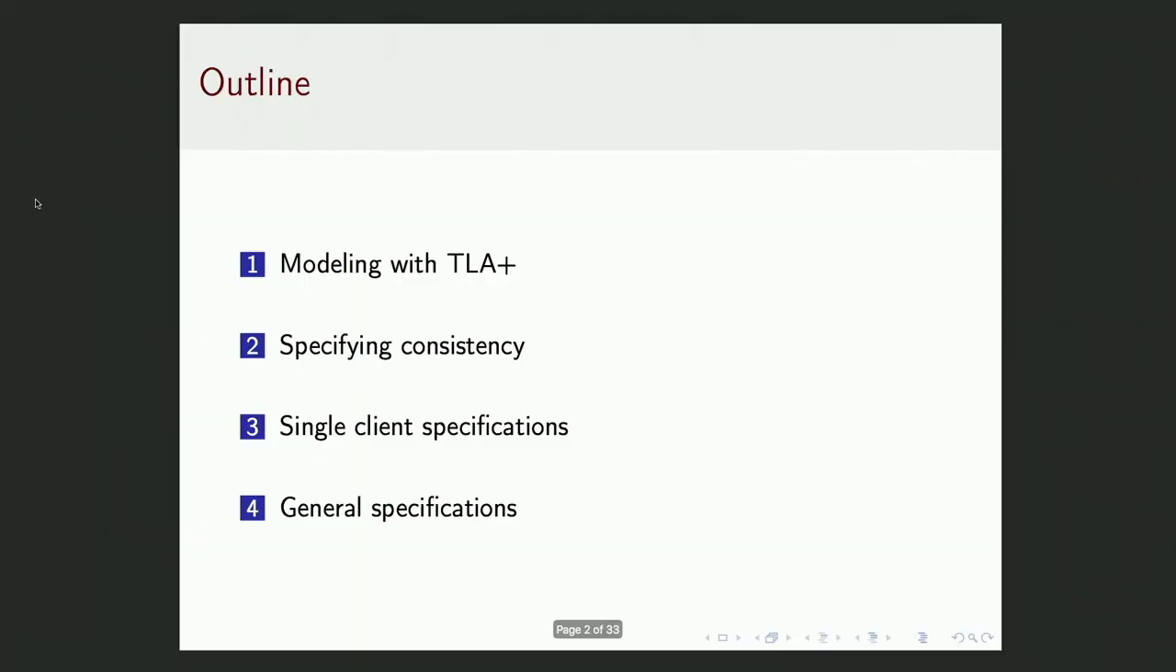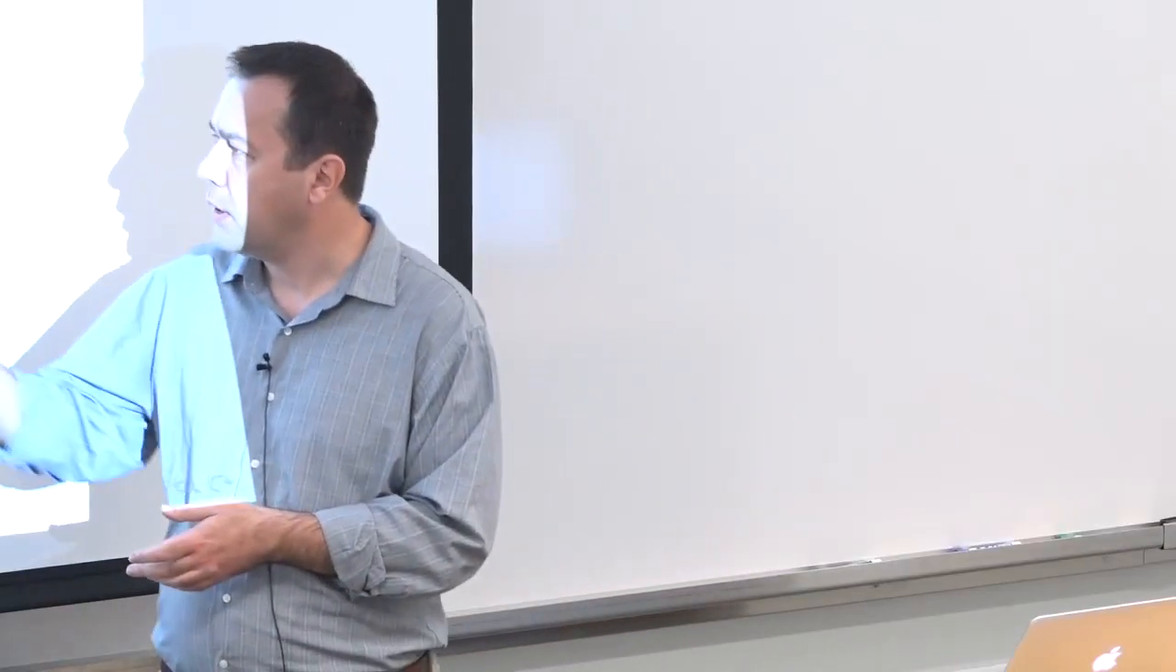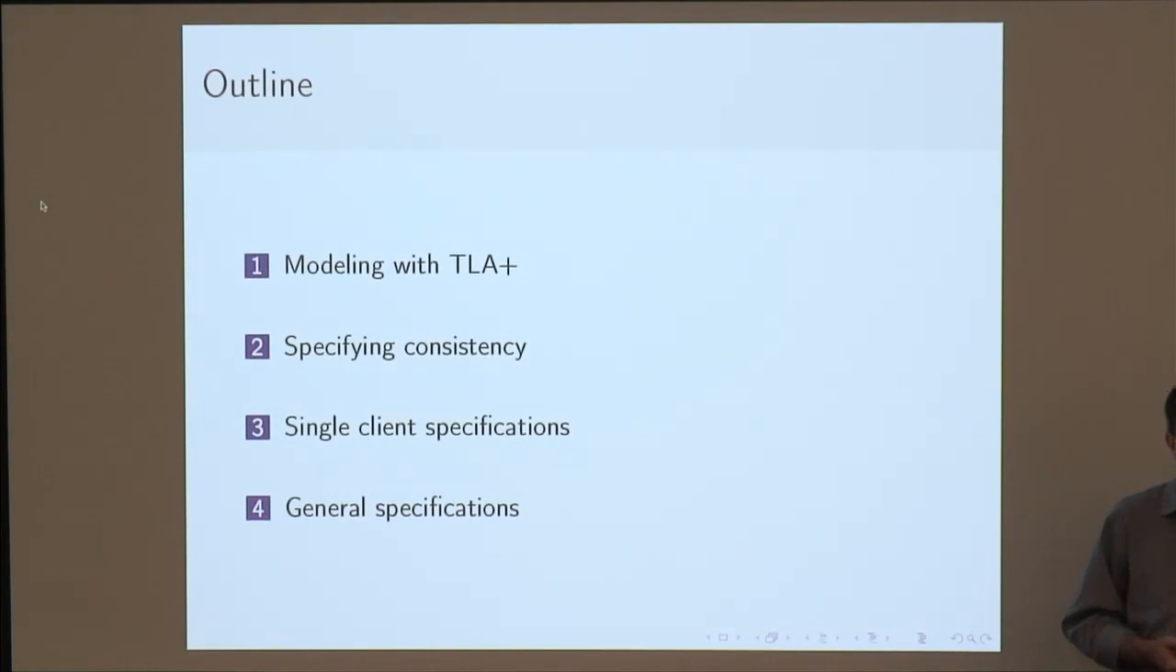In the first part, I'm going to motivate the benefits of modeling with TLA plus, and then I'm going to define what is consistency in the context of distributed databases, Cosmos DB, and then I'm going to ease our way into this. So first I will start with a single client specification of TLA plus, specification of the consistency provided from the distributed database, and at the end I'm going to talk about the general specifications with multiple clients, putting the Cosmos DB to test with respect to consistency guarantees provided.